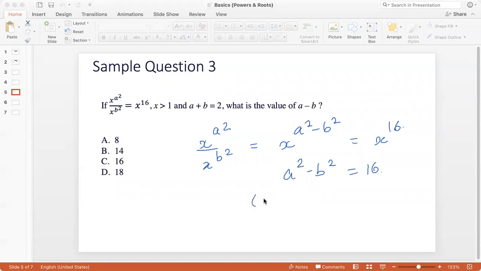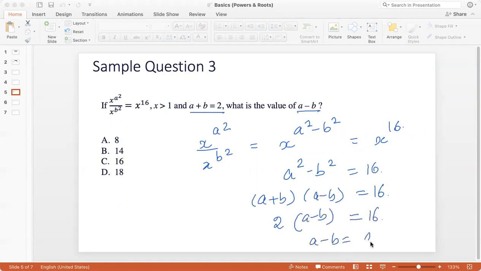And a squared minus b squared is simply (a plus b) times (a minus b). And that is given as 16. Now a plus b is given as 2. And we have been asked to find a minus b. So then if we substitute that, a minus b becomes 16 by 2, which is 8. So the right answer is option A.